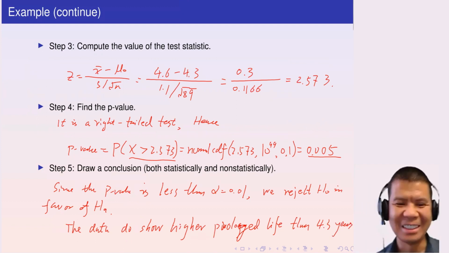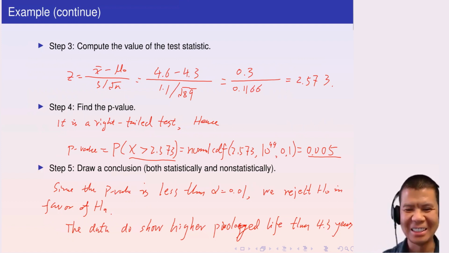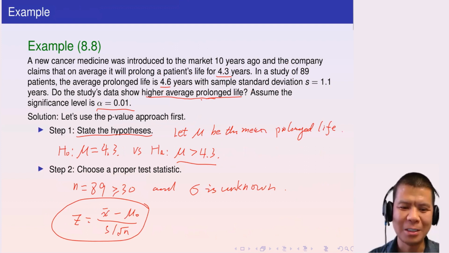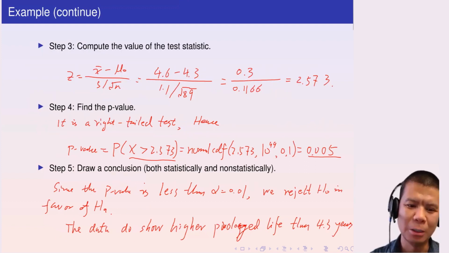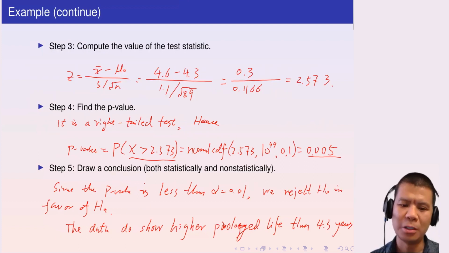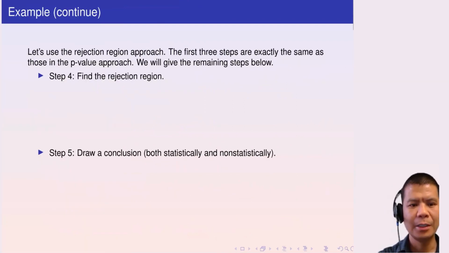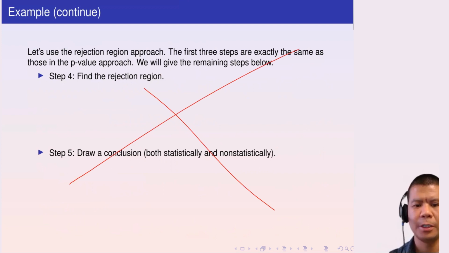So here again, this is a right-tailed test, and we did everything similarly, right? State the hypothesis, choose the proper test statistic, calculate the value, find the p-value, draw the conclusion, both statistically and non-statistically. All right, let's skip here.